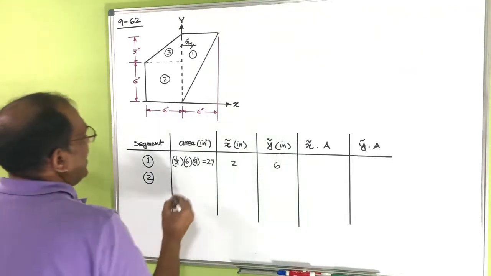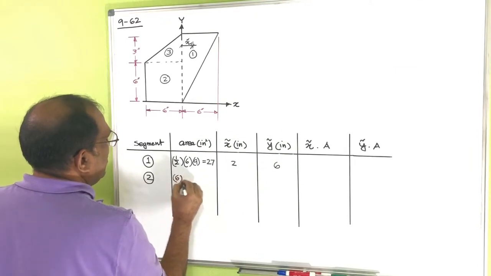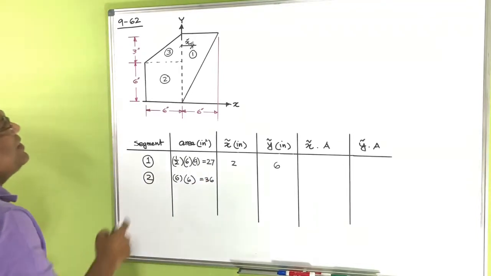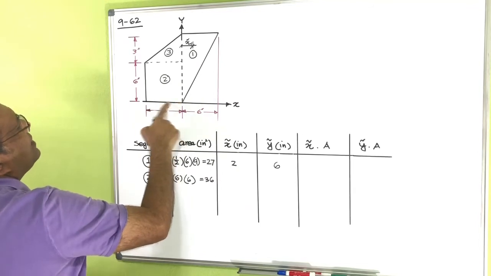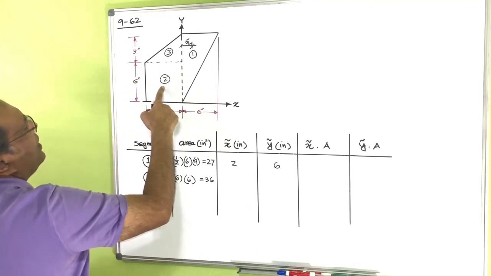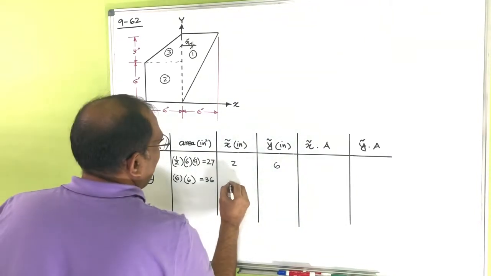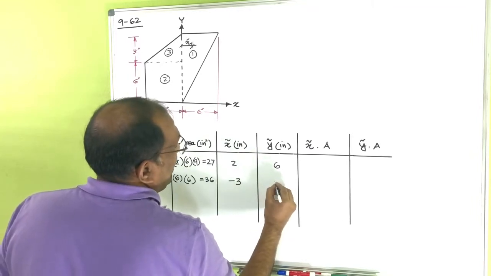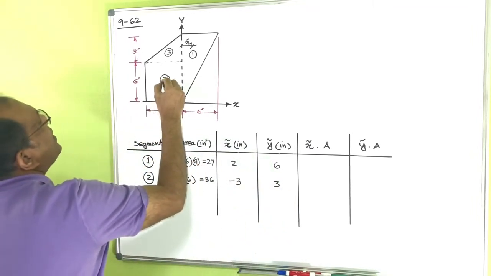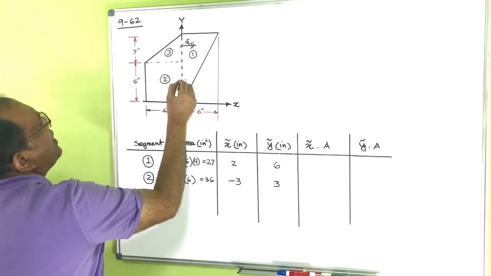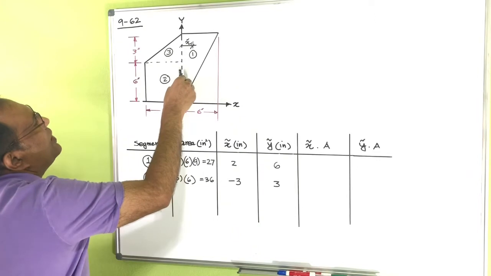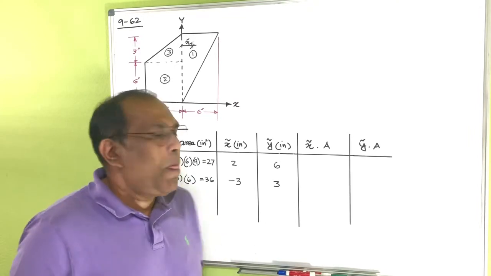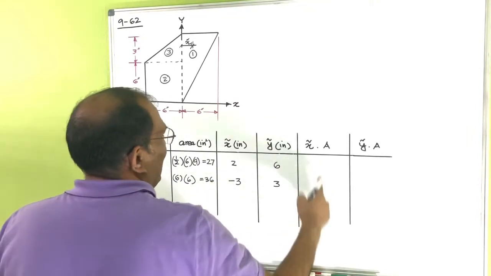So what's the area of that segment? That's 6 into 6 is equal to 36. Okay, so what's the centroid of this one? It's 6 and 6. So if you measure from here to here, that's actually -3. And you can see this one is y is 3 here, right? The centroid is somewhere here, which is 3 from here and -3 from here. Why minus? Because I'm measuring that one on the other side of the y-axis. Okay, so I can do this one later on.